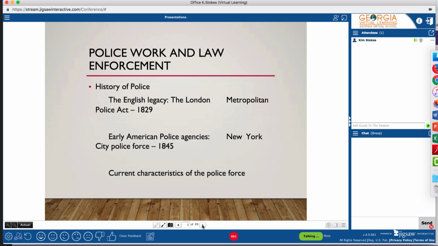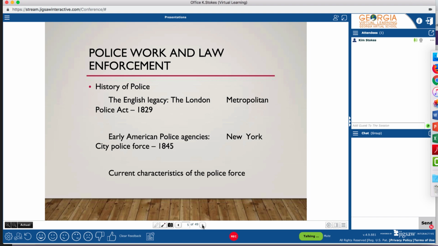So the police work in law enforcement. The history of police is an English legacy. The Police Act in London, 1829, is the earliest reference to our current police system. And then early police agencies in New York in 1845, after the United States became independent.